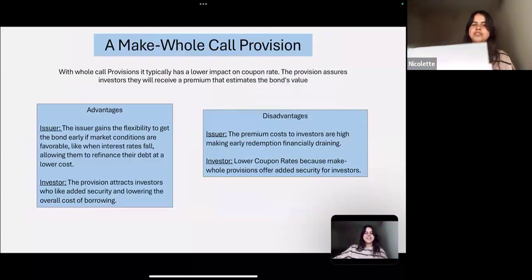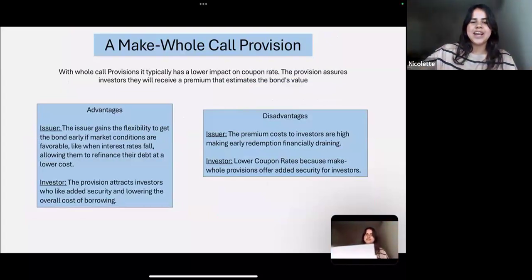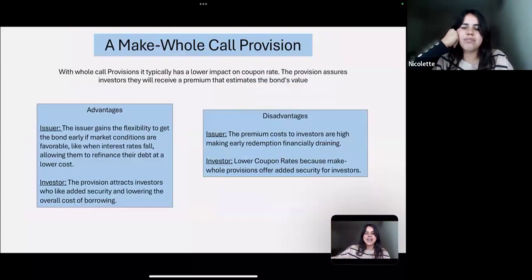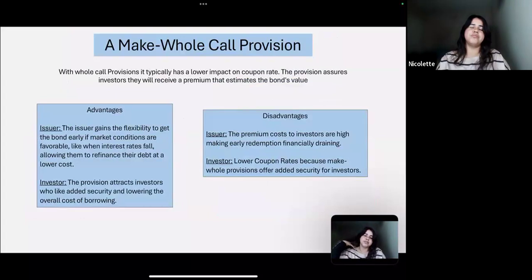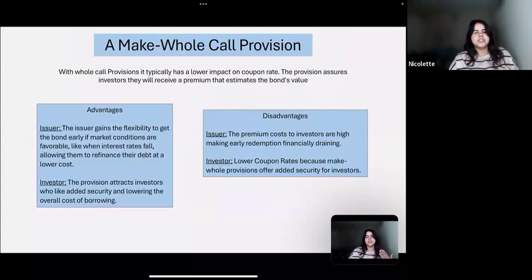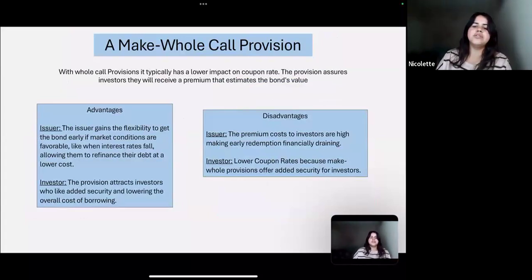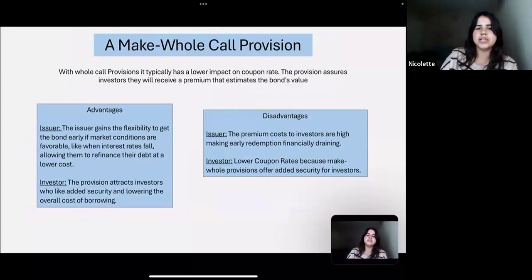A make-whole call provision is a bond feature that allows the issuer to redeem the bond before maturity, but requires the issuer to compensate bondholders with a premium equal to the present value of remaining interest payments. A make-whole call provision is typically lower in its impact on the coupon rate. The provision assures the investors that they will receive a premium that estimates the bond's value.